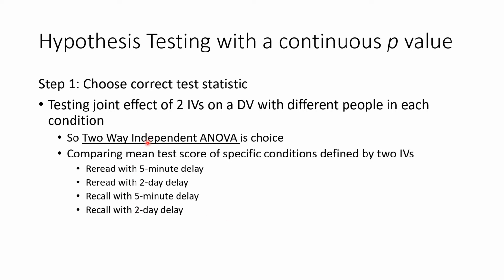And I say independent ANOVA because we have different people in the different conditions. There is also a two-factor ANOVA, or two-way ANOVA, where you could have the same people in the different conditions, and that would be a within or dependent ANOVA. We're just covering the independent ANOVA in this chapter. Specifically in the scenario that we just talked about, we're comparing the mean test score of each of these different conditions.